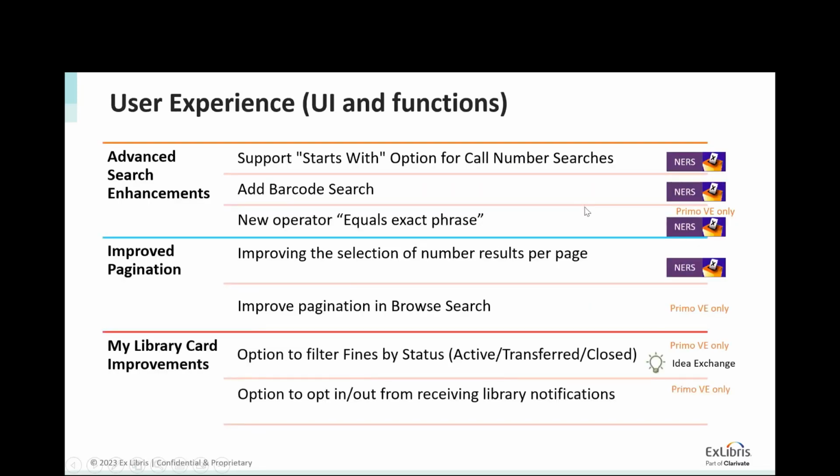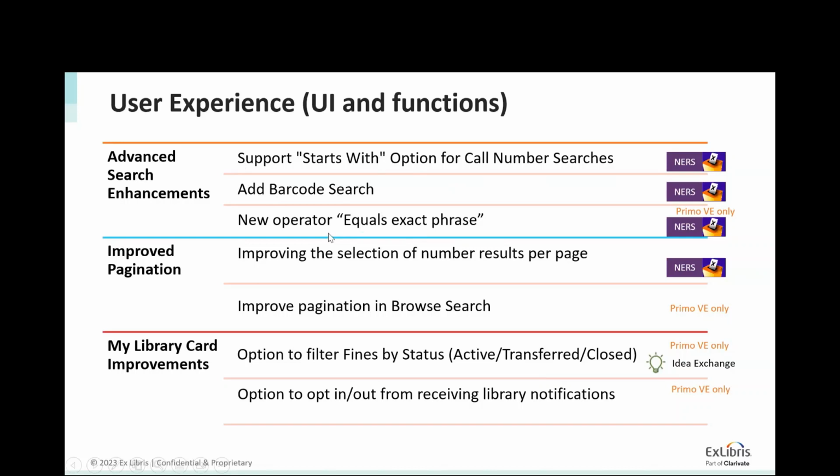Okay, so in the area of user experience and UI function, you can find an index of what is coming. We will also share most of the items here in a dedicated slide. So there are improvements to the advanced search: an enhancement coming from your NERS, the ability to have the starts with call number search, enhancing the call number search to include also a started with operator, and the ability to have the barcode search. And I will share also more details on that.